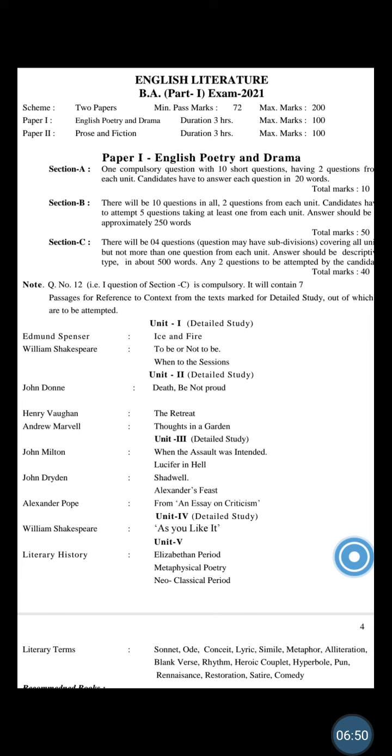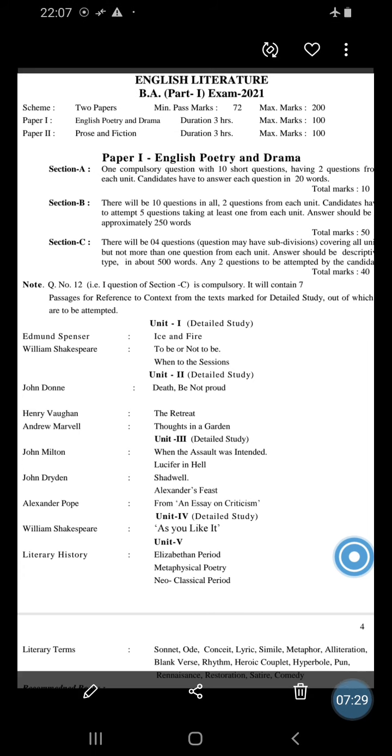Okay, so I think now it is clear to you that in paper 1 you have poetry and drama. Along with poetry and drama, you have your ages, which have been picked from the literary history, and you have some literary terms. Now, these literary terms are the ones which were used by the writers of these two ages, Elizabethan period and the neoclassical period. Only those literary terms have been included in your syllabus for the first paper.